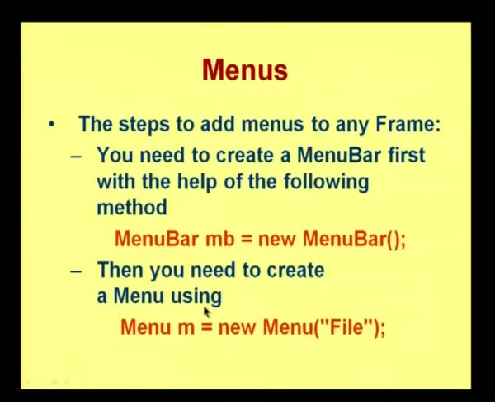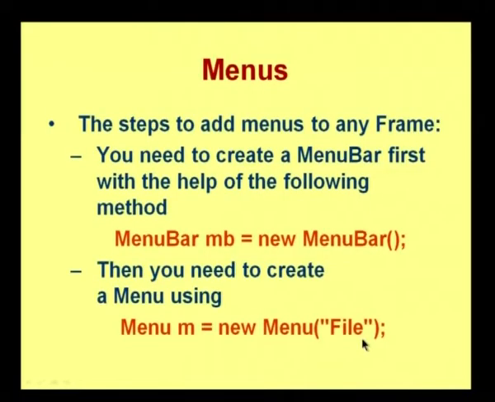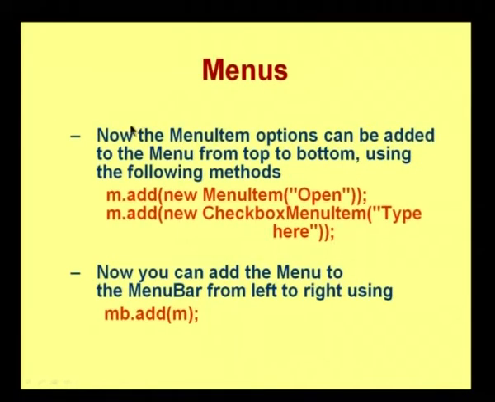Then you need to create a menu. I need to create a menu after I create a menu bar. In your Microsoft Office you have File. File can be new, open, save, save as, all these are options. In this case File is your menu and then new, open, save, all these options are menu items. Your menu bar is a bar which is attached to your particular window, that is your frame. So, I am creating a new menu called File. Now the menu item options can be added to the menu from top to bottom. Here you can see m.add, where m is nothing but the menu.